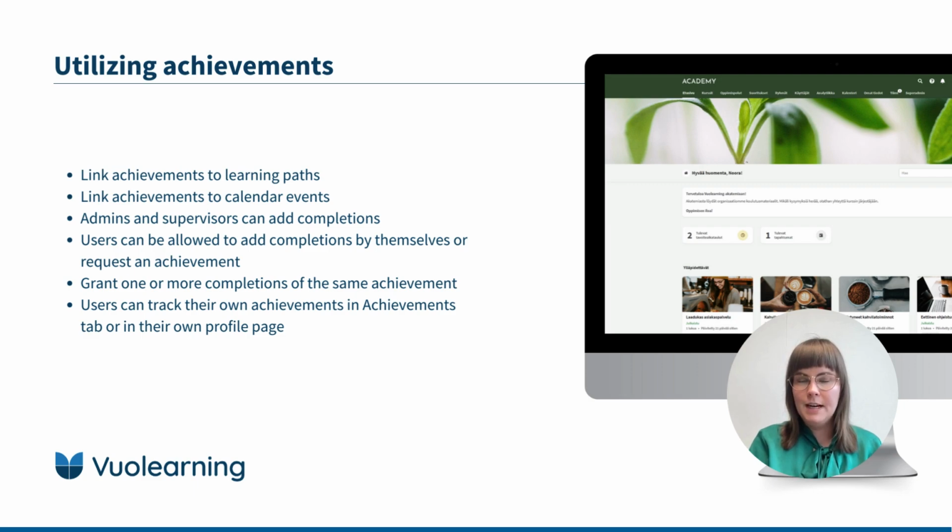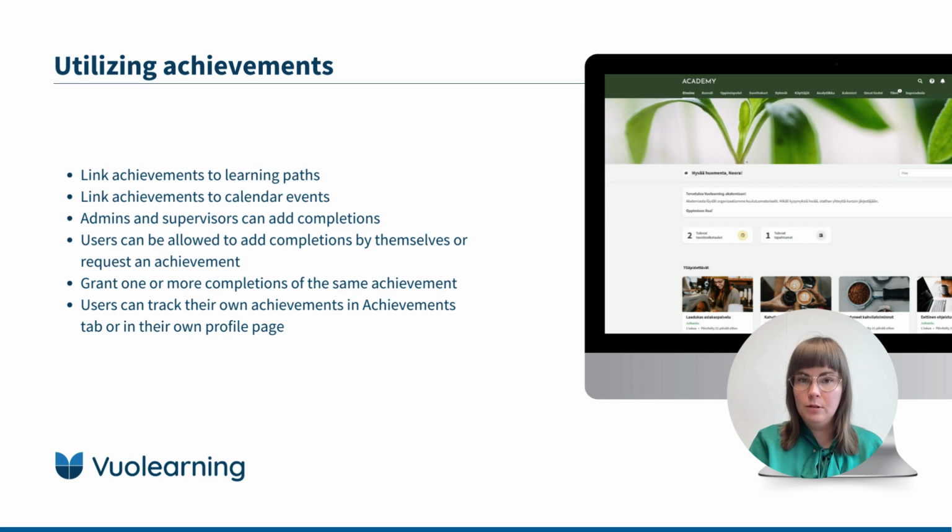All the achievement types can also be linked to calendar events. This way, the users in the event will be added to the linked achievement. The achievement admins and the supervisors added to the achievement can add completions to the users. It's also possible to allow the users to add the completion by themselves or then request completion.